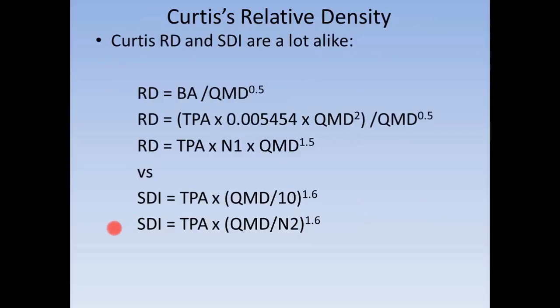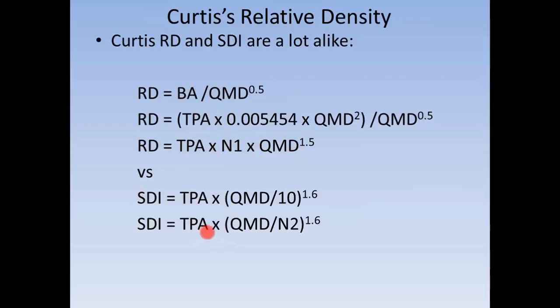So I wanted to just expose you to some of this, that Curtis's RD and SDI are a lot alike. And if you do some mathematical calculations here, since basal area is a function of QMD, we can say the RD is a function of trees per acre times some sort of constant. This is that 0.005454 times QMD to the 1.5 power. Again, these are the steps to get there.